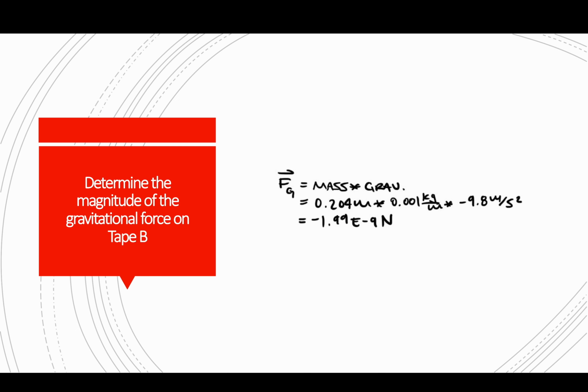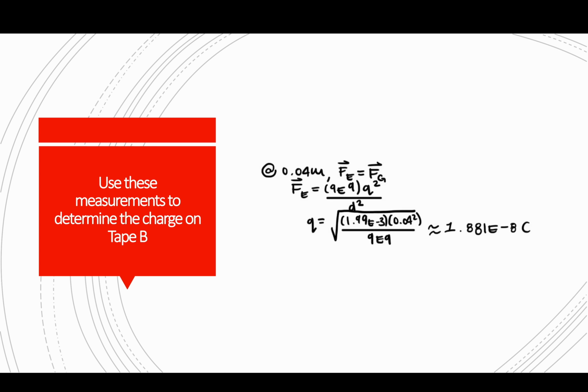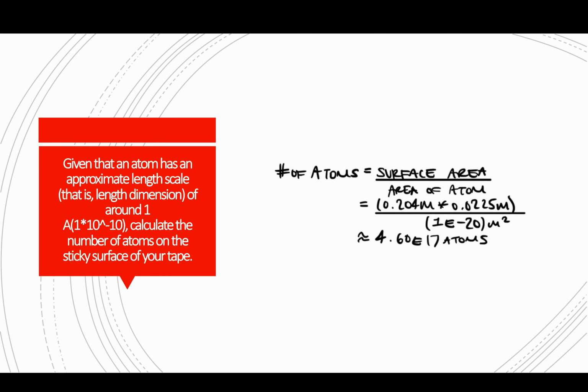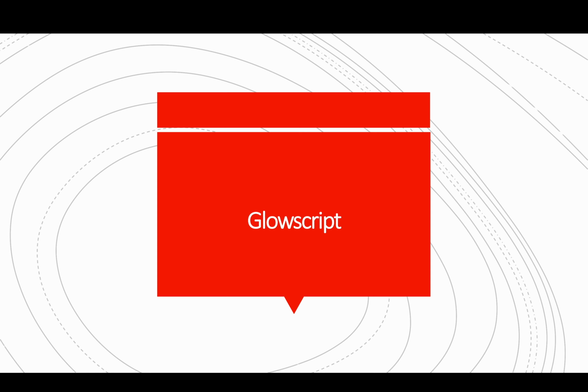Here are my calculations. Like I said, the distance is 0.04 meters. More calculations. And then here, when I was computing the final ratio between the number of electrons and number of atoms, I could assume that there's no air resistance. Both tapes have the same charge, and we could treat the tape charges as a single point charge located at the center. Here's my GlowScript.